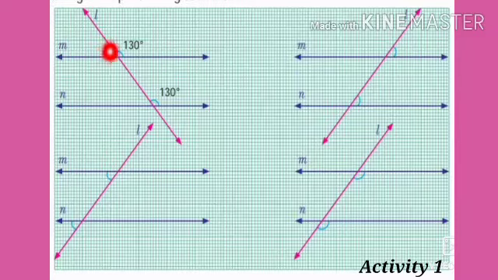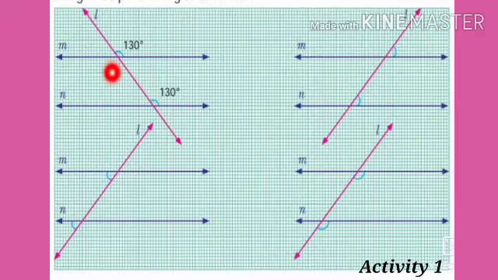Here, these two angles are linear pair of angles. Since they are linear pair of angles, their sum is equal to 180 degree. Therefore, let us take this angle as x degree. The sum of these two angles is 180 degree. That is, x degree plus 130 degree is equal to 180 degree, which gives x degree as 50 degree. So here it measures 50 degree.